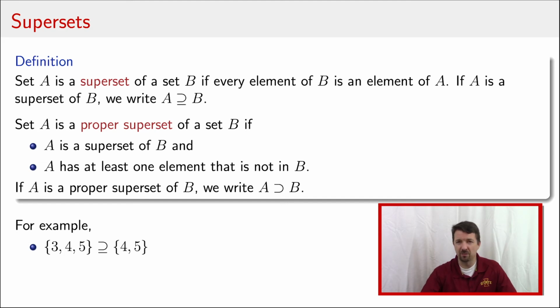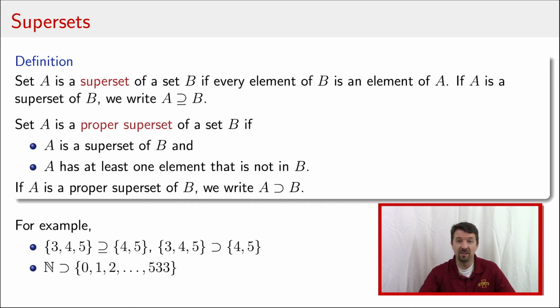So some examples. The set {3, 4, 5} is a superset of the set {4, 5}, but it's also a proper superset because of that number 3. We have that the natural numbers here are a proper superset of this set that includes integers 0 up to 533. Here we have that the real numbers are a superset of the interval from negative infinity to infinity. And if you remember from last time, that was actually our definition of the real numbers. And therefore, the equality actually occurs here.